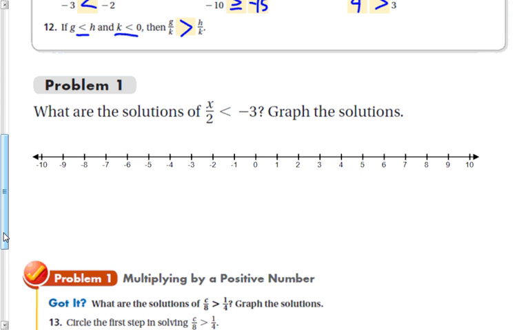So what are the solutions of x divided by 2 is less than negative 3? To solve this, we are going to multiply both sides by 2.